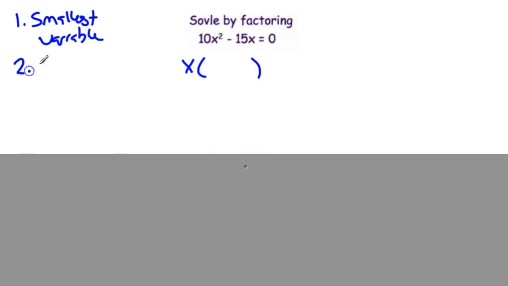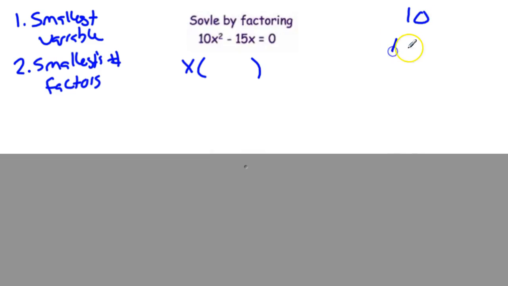Now we look at the smallest numbers' factors. The smallest number is 10. So I'll put a 10 up here. The factors of that: 1 times 10, 2 times 5. So now we need to see, can those be divided into 15?